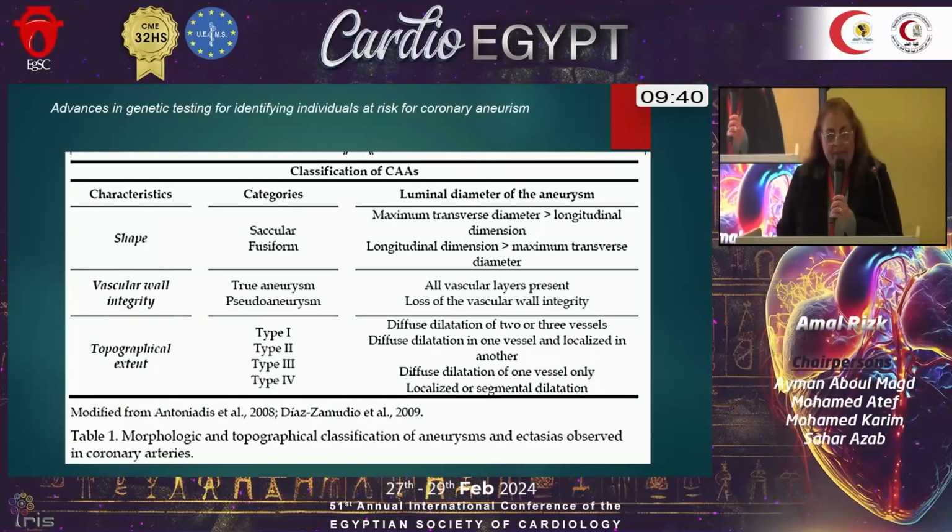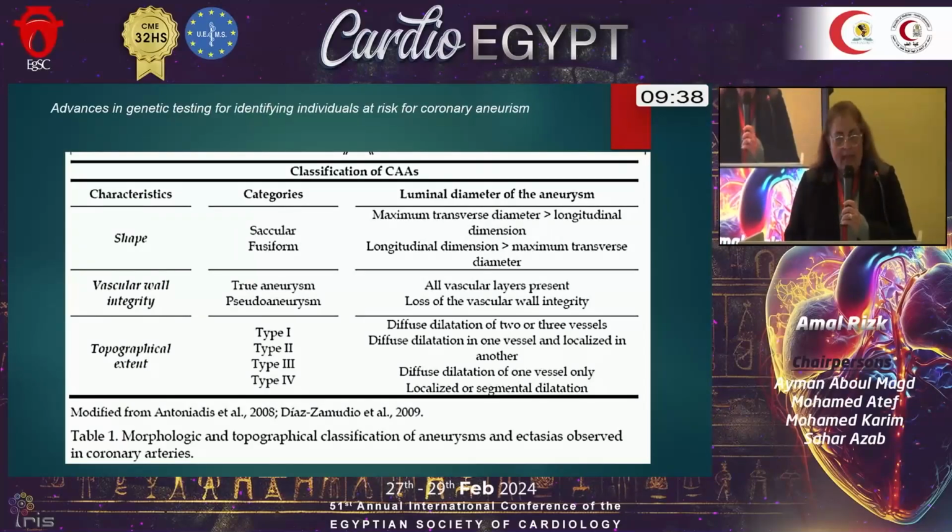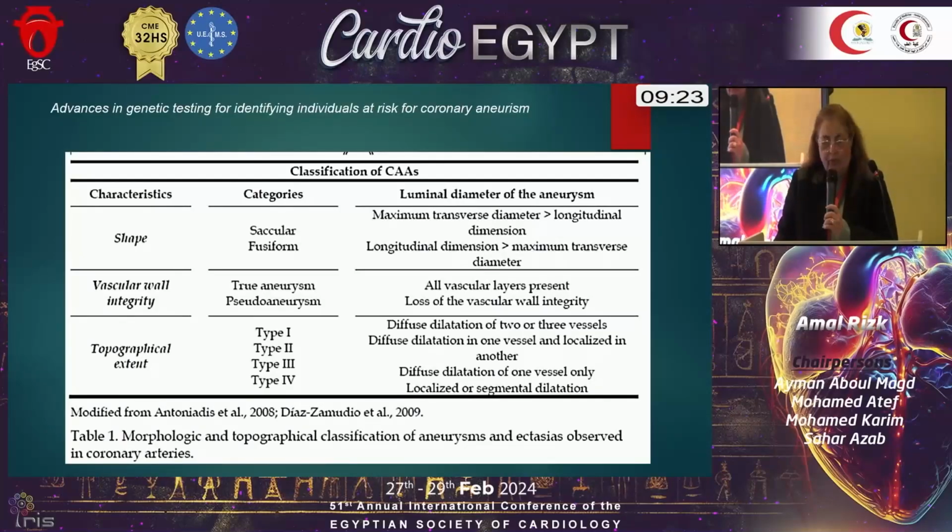Coronary artery aneurysms are classified according to shape into saccular and fusiform, and according to vascular wall integrity into true and false aneurysm or pseudoaneurysm. According to topographical extent, there are 4 types. Type 1, diffuse dilatation of 2 or 3 vessels. Type 2, diffuse dilatation in one vessel and localized in another. Type 3, diffuse dilatation of only one vessel. Type 4, localized or segmental dilatation.